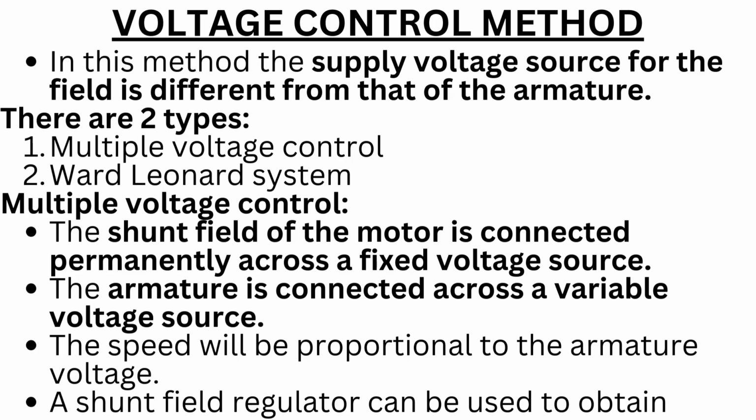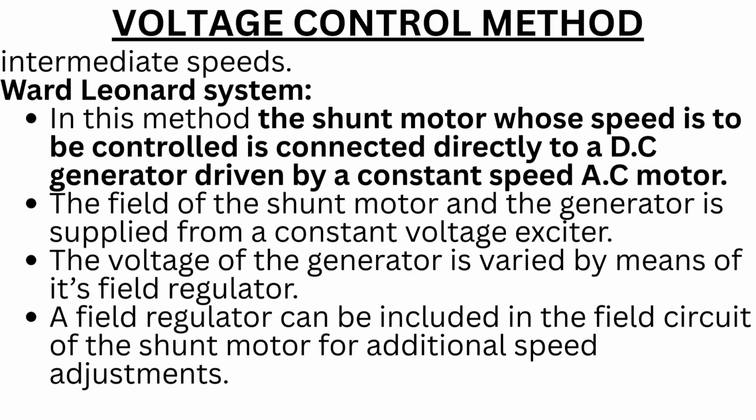Multiple voltage control. The shunt field of the motor is connected permanently across a fixed voltage source. The armature is connected across a variable voltage source. The speed will be proportional to the armature voltage. A shunt field regulator can be used to obtain intermediate speeds.